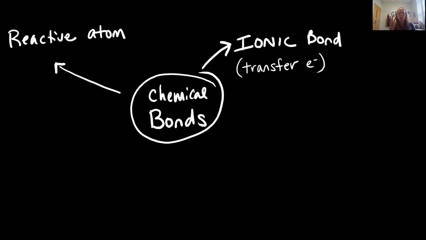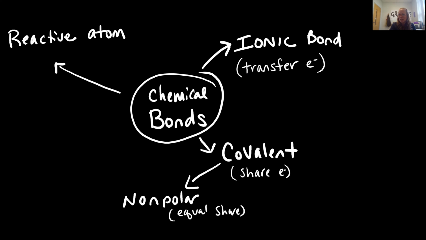Okay, there are 3 main categories of chemical bonds that we're going to be talking about. The first is the ionic bond, which we can remember by the phrase transfer electrons. Next, we have the covalent bond, which is going to involve sharing electrons. Now, there's a couple ways to share stuff, right? So you could do like a nice equal share, like you're told to do in kindergarten. This is called a nonpolar covalent bond. So the electrons are being shared equally.